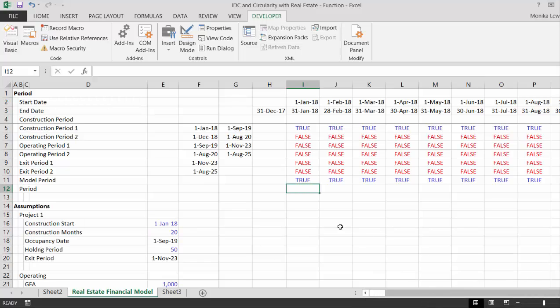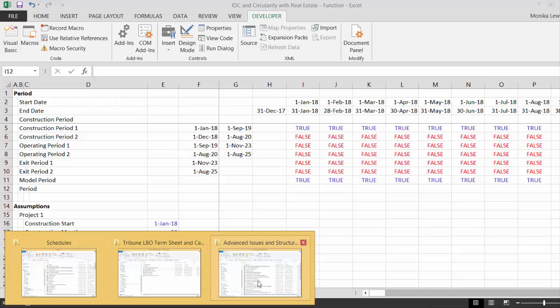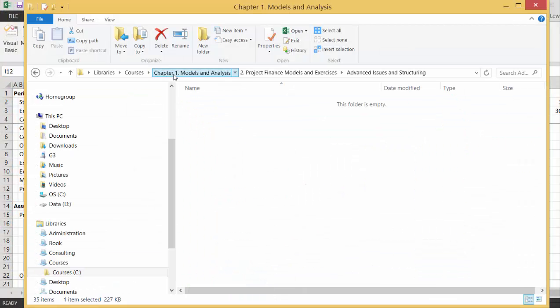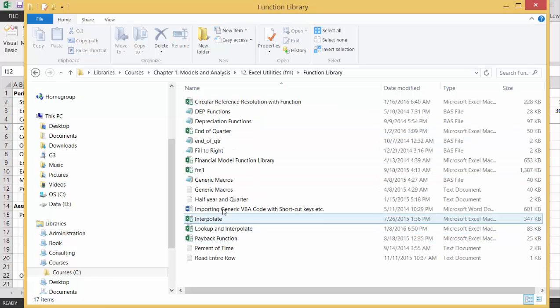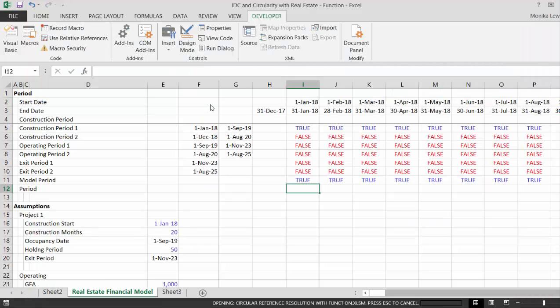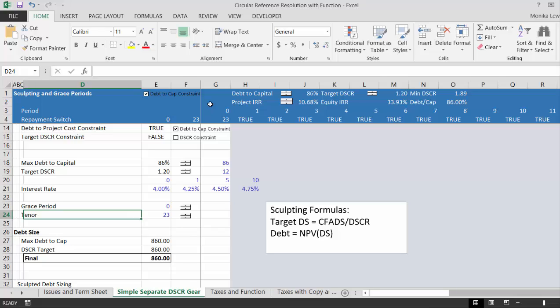Okay, so what I did was I put in the function library. Let me see. So if you go to chapter number 1, Excel Utilities, there's a function library, and in that function library, one of the functions I inserted was circular references. Now in this model, there's a resolution of a circular reference. It's seeming to take a long time now. My computer has started to go really slowly.